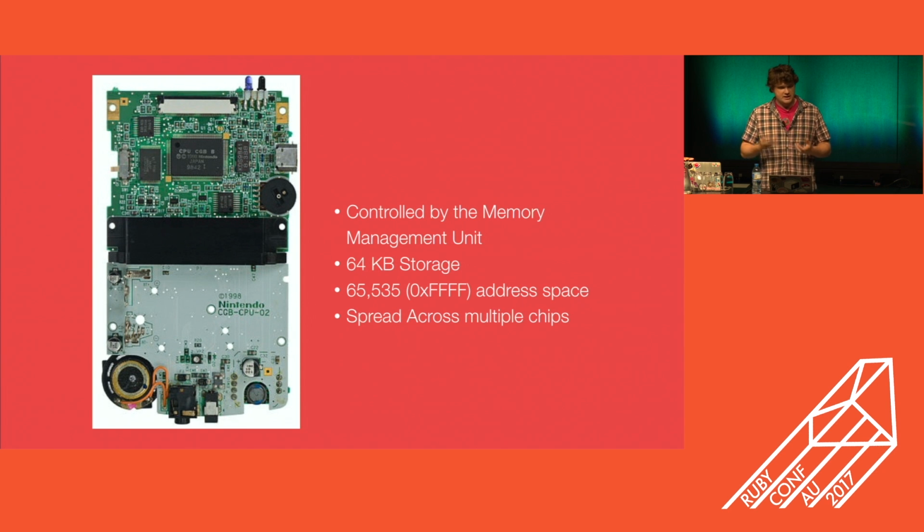In the Game Boy, there's not a stick of RAM like you see in typical computers today. Memory is spread out across different chips that are managed by different components. But the memory management unit is pretty much the interface to the memory architecture. That lets you read the memory without having to worry about which chip you're reading from. The Game Boy has 64 kilobytes of memory storage. It has an address space of 65,000 unique addresses, and it's spread across multiple chips.